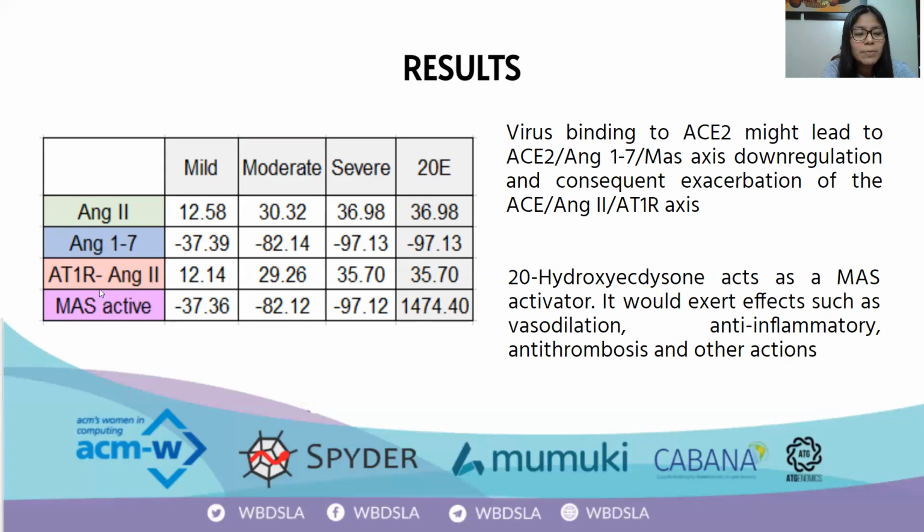Because MAS active, or MAS activation, in fact, is related to a specific axis that is the ACE2 angiotensin 1,7 MAS axis, and it has different beneficial effects related to vasodilation, anti-inflammatory, antithrombosis, and other actions. But on the other hand, angiotensin 2 and its interaction with AT1R is related to all those negative effects that we have as a result of the disease.